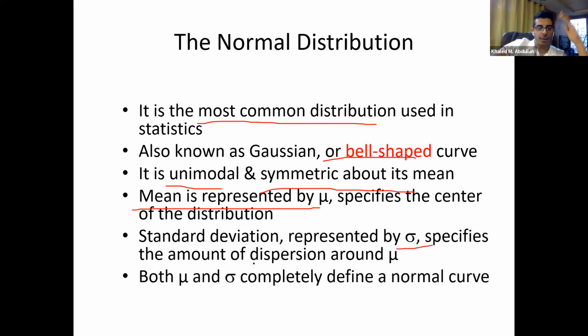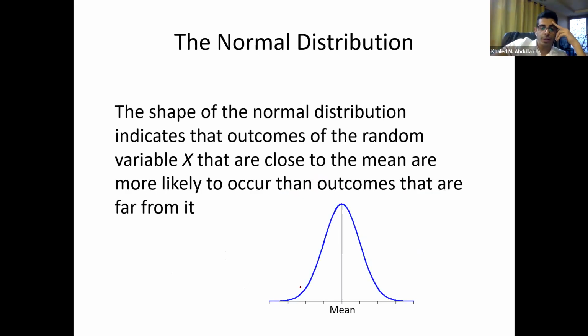Standard deviation is represented by sigma, the amount of dispersion around the mean. Both mu and sigma completely define a normal curve. I told you in your 3rd lecture that you really only need the mean and standard deviation to know the characteristics of a curve. This is what the normal distribution looks like, a beautiful symmetric, bell-shaped curve.